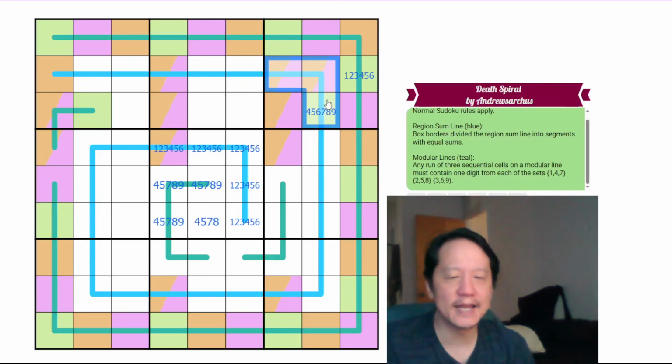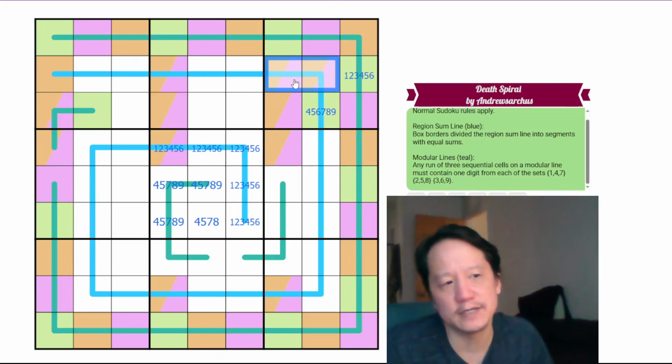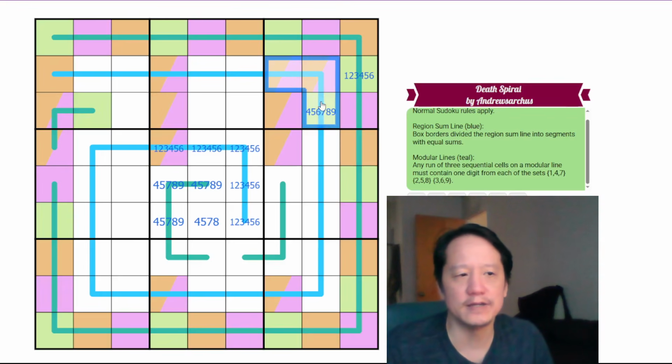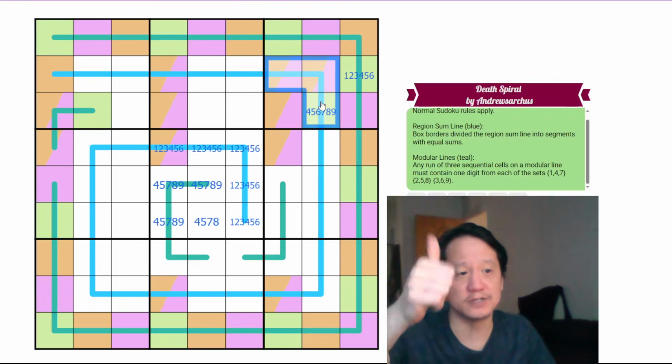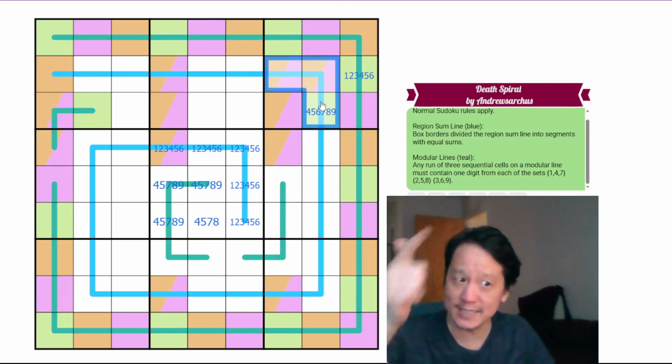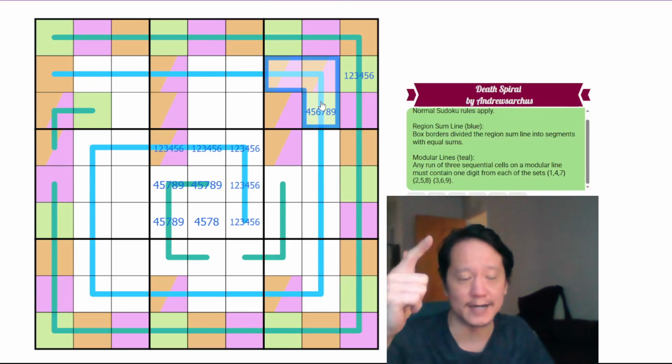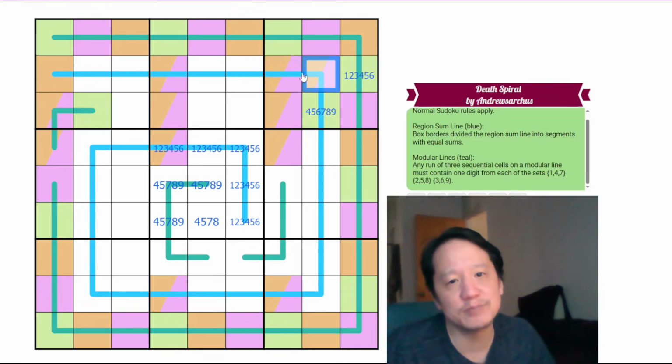So this cannot be the same set here, because then that would be giving you a 0 mod 3 sum, which 16 and 17 both are not. So this has to be the same set. Cannot be pink, so this must both be orange. Therefore, that eliminates orange from the rest of the region. This is orange. This can't be orange, so this is pink here.